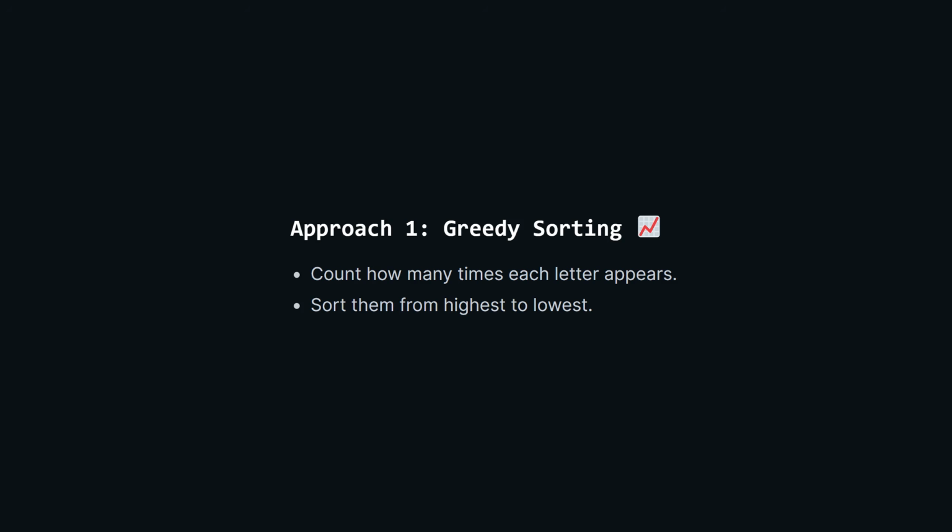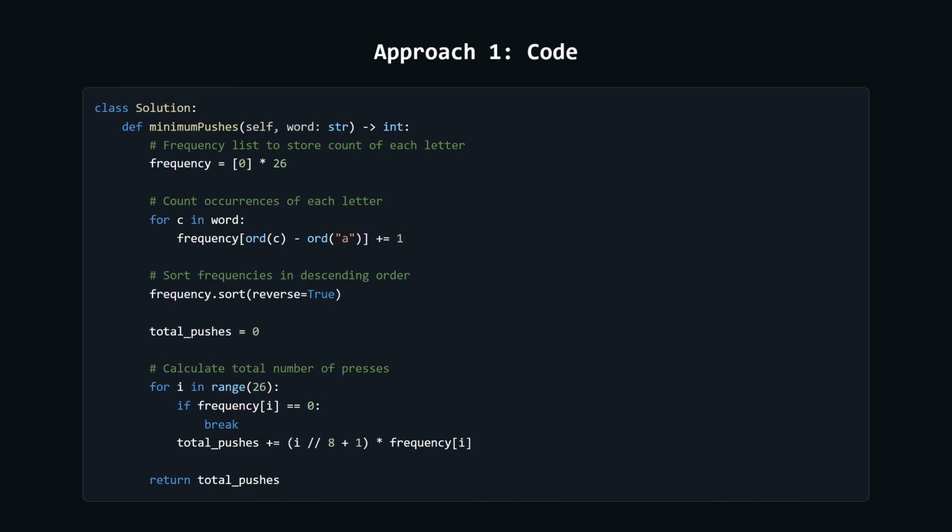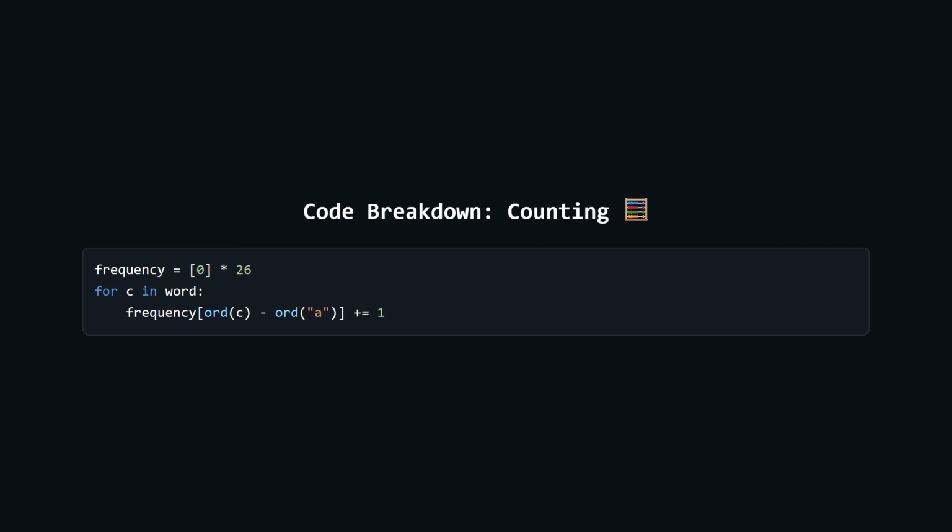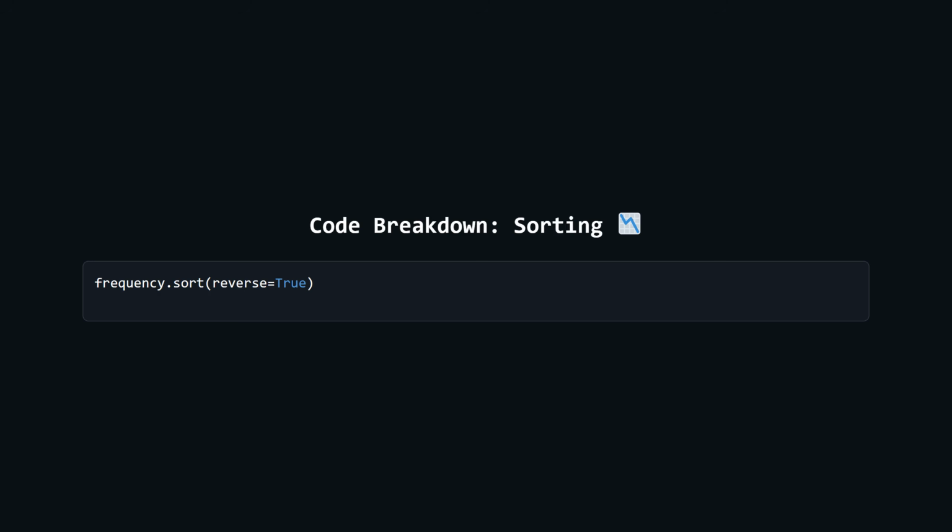The idea is exactly what we just discussed. First, we count how often each letter appears in the word, and then we sort those counts from highest to lowest. Here is the full code for this greedy sorting approach. It looks pretty clean, but let's break down exactly how the math at the end actually works. First, we create a list of 26 zeros to represent the alphabet. Then, we look at every letter in our word and increase its corresponding count in our list. After we have all our counts, we sort that list of frequencies in reverse order, meaning the biggest numbers are now at the very front of our list.